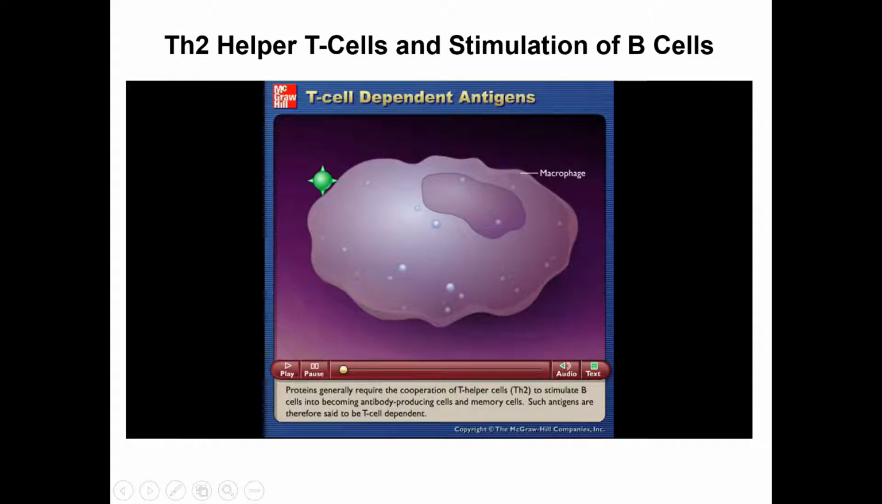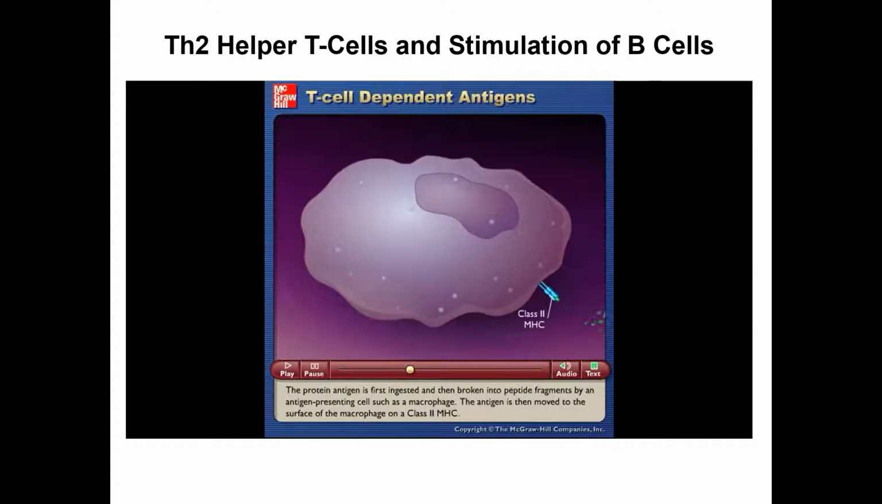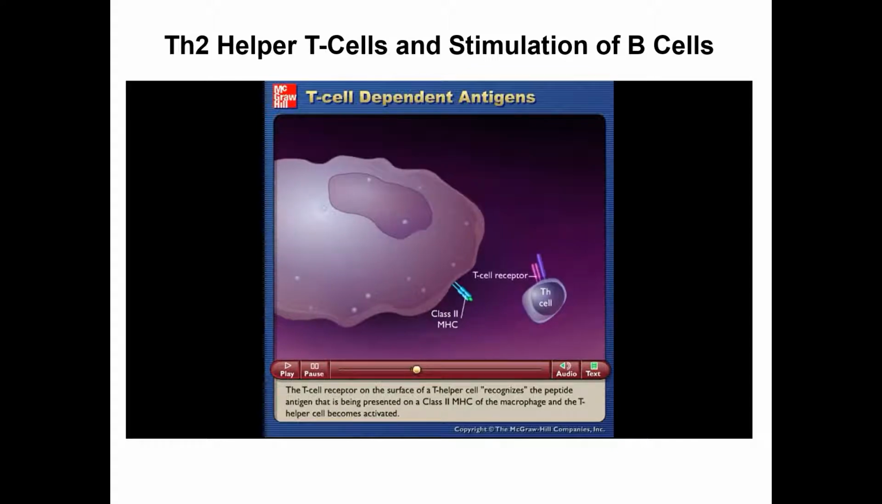Proteins generally require the cooperation of T helper cells, Th2, to stimulate B cells into becoming antibody-producing cells and memory cells. Such antigens are therefore said to be T-cell dependent. The protein antigen is first ingested and then broken into peptide fragments by an antigen-presenting cell, such as a macrophage. The antigen is then moved to the surface of the macrophage on a class II MHC. The T-cell receptor on the surface of a T helper cell recognizes the peptide antigen that is being presented on a class II MHC of the macrophage, and the T helper cell becomes activated.